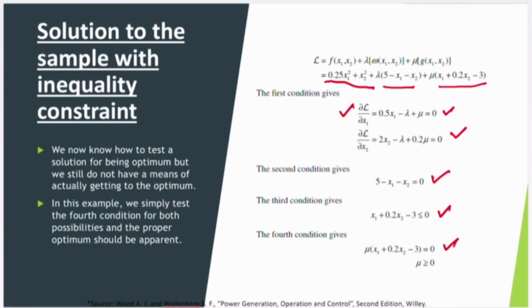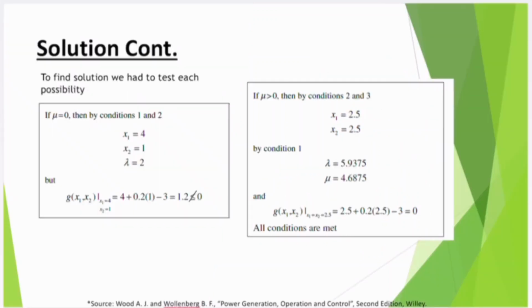So how do you solve? That is the bigger challenge here. First, you have to find a solution by testing possibilities. So you substitute mu equal to 0, and then you get three solutions: x1, x2, lambda. Okay, and then you can keep on changing the value of mu to different values, you get different solutions, and when all the conditions are met, then you conclude what the solution is.